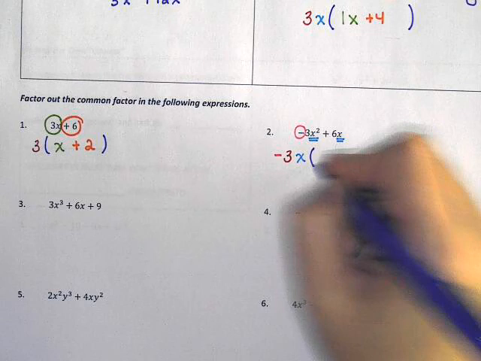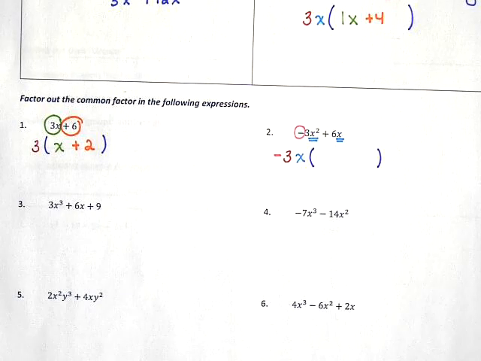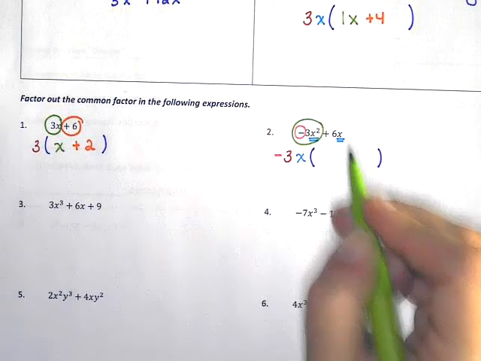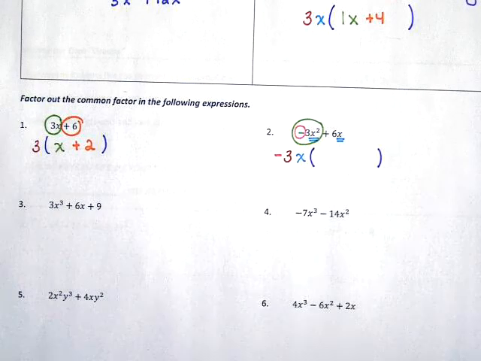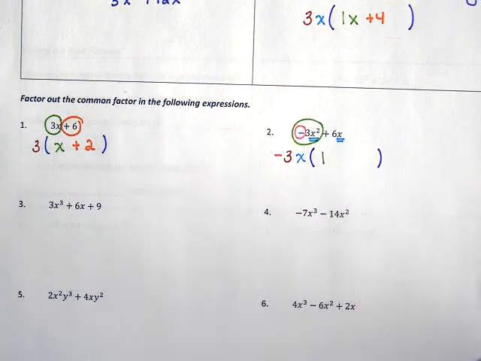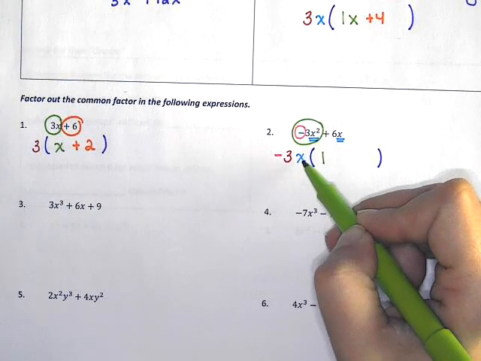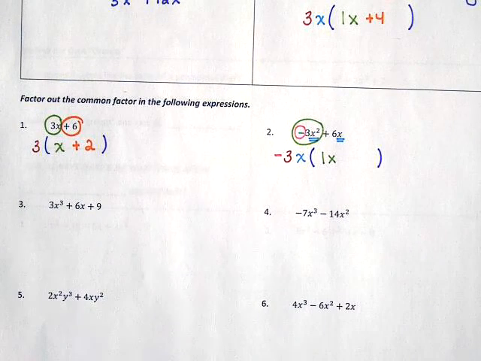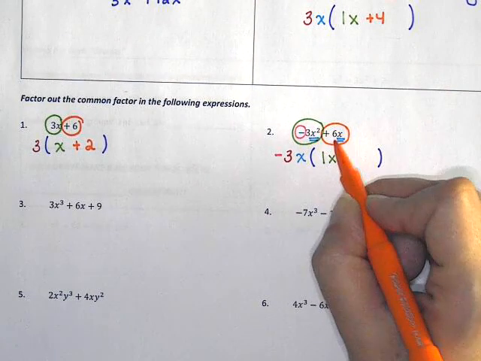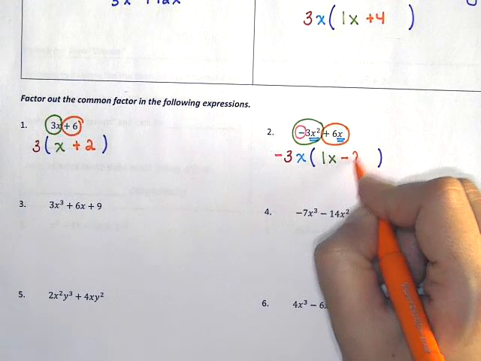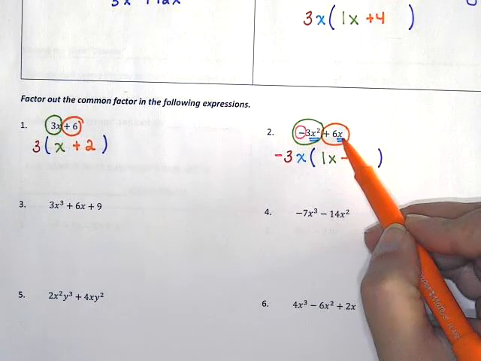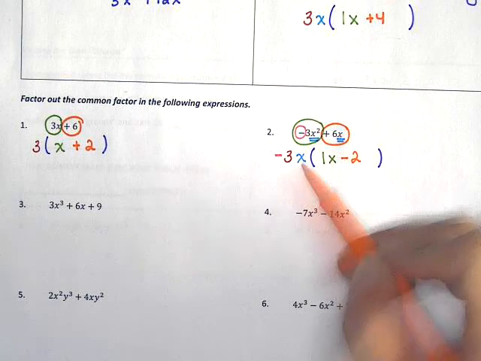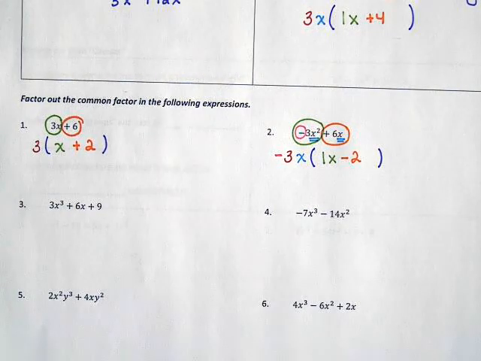So now I'm going to put a parentheses and I'm going to divide. So negative 3x squared divided by negative 3x. Well, negative 3 divided by negative 3 would be 1. X squared, take out one of the x's, I would only have one of the x's left. Then I'm going to look at the 6x. Now positive 6 divided by negative 3 would be negative 2. One of the x's, take out one of the x's, there would be no x's left. So that would be my final answer, negative 3x parentheses 1x minus 2.